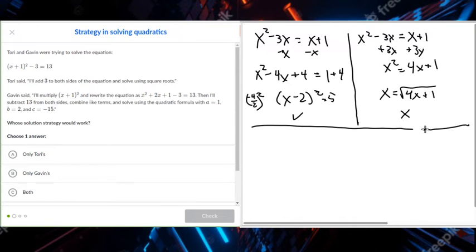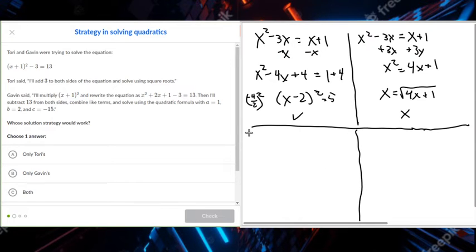Okay, let's read this next one here. Tori and Gavin were trying to solve the equation x plus 1 quantity squared minus 3 equals 13. Tori said, I'll add 3 to both sides of the equation and solve using square roots. Gavin said, I'll multiply x plus 1 squared and rewrite the equation, and I'll subtract 13 from both sides, combine like terms, and solve using the quadratic formula with a equals 1, b equals 2, and c equals 15. So let's see how they do that, whether they work out.